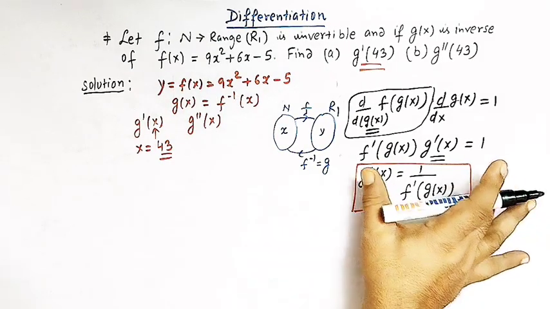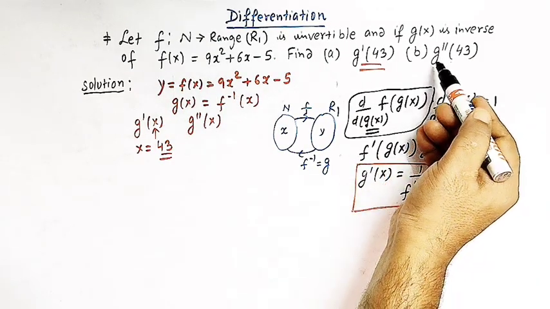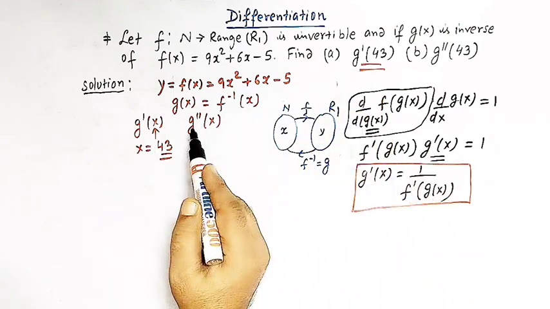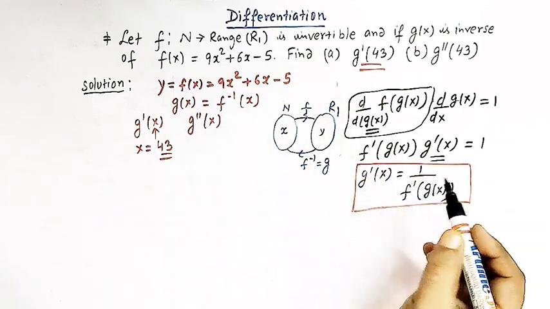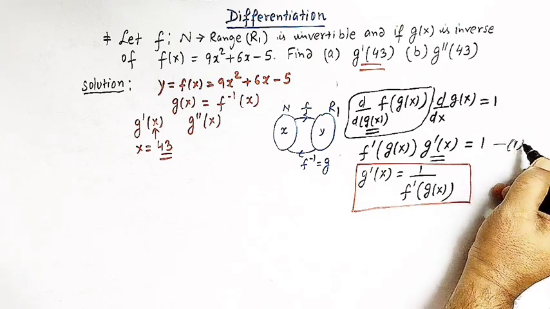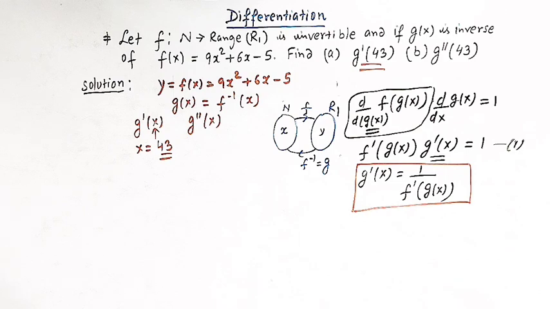Now to derive the expression for the second derivative of g of x, that is g double prime of x, we'll differentiate this equation on both sides with respect to x.